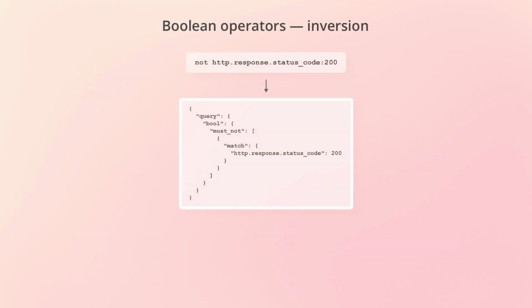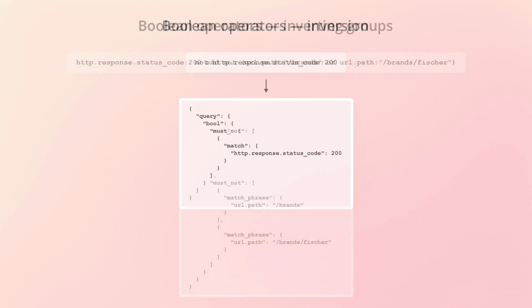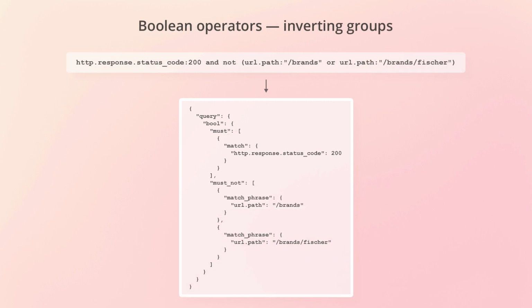We can also invert query clauses by prepending them with not, such as searching for all requests where the status code is not 200. This inversion can also be done for a group by writing not just before the starting parenthesis. In this example, the status code needs to be 200, but the URL path must not be one listed within the group.